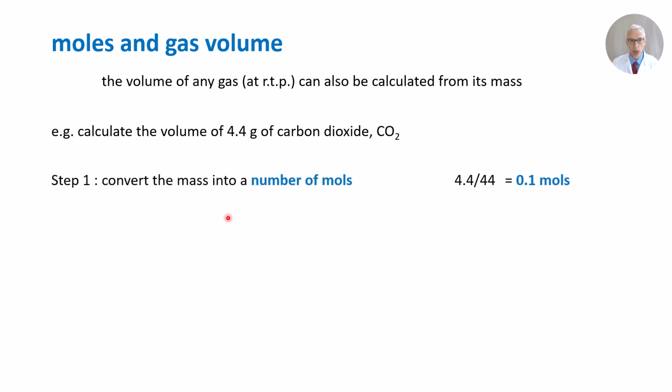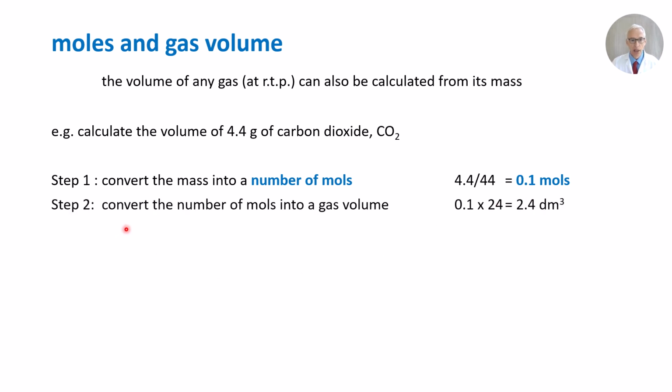Well, the first step is to convert the mass into a number of moles. So that's 4.4, the mass, divided by 44, the molar mass. That comes to 0.1 moles. Then step 2, convert the numbers of moles into a gas volume as on the previous slide. Numbers of moles times the molar gas volume in decimeters cubed or centimeters cubed comes to 2.4 decimeters cubed.